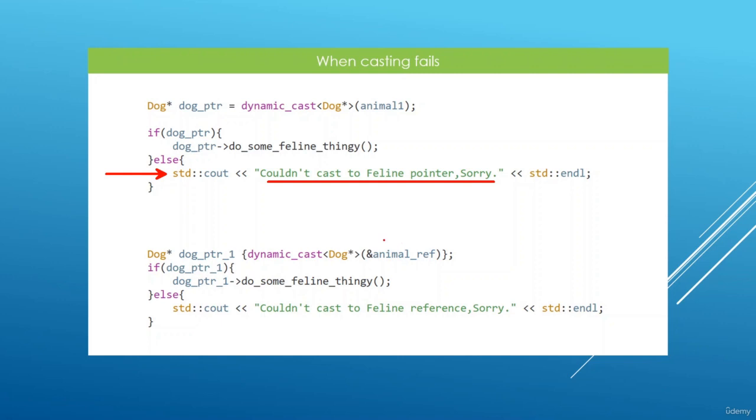We can also do the same thing through references. For example, if we want to transform this base reference to a derived pointer, and this fails, we're going to fall here because of the check we are doing here. We can do something like this to make our code much safer to work with.